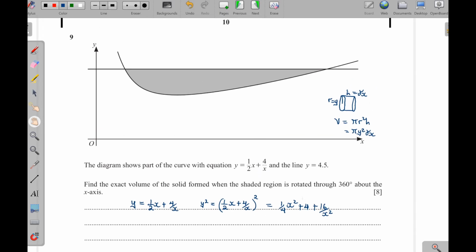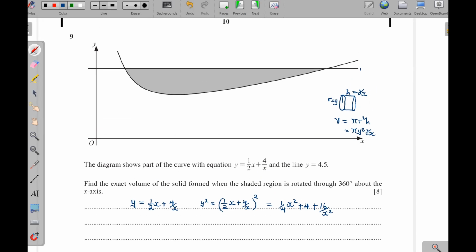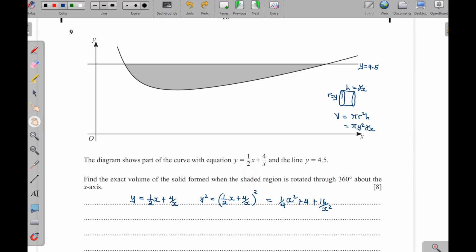Now, another thing, let me first label this one here. y is equal to 4.5. Now, we need to integrate from this point here to this point here. To put all of these cylinders into one thing, that is the integration. Now, we need to find the point of intersection, so we solve these two simultaneously.